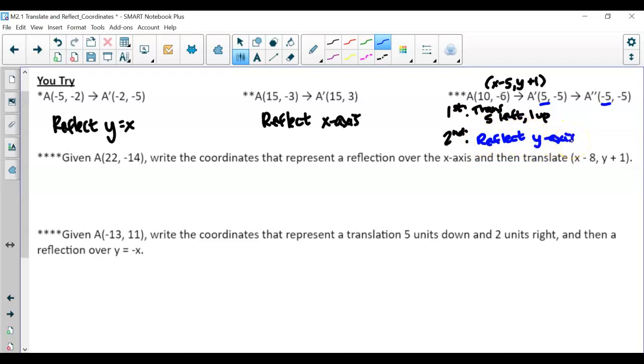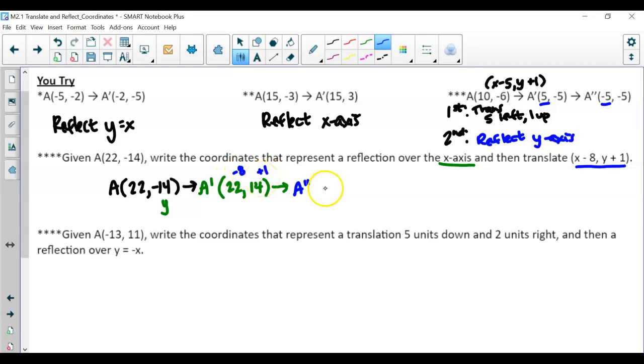y-axis. Then the next. So we started at A, 22, -14. The first transformation states that we are reflecting over the x-axis, which changes the sign of the y. So now we're at 22, +14. Then the second transformation, you translate 8 left, 1 up. So you are just subtracting 8 and adding 1. So now we're at 14, 15.